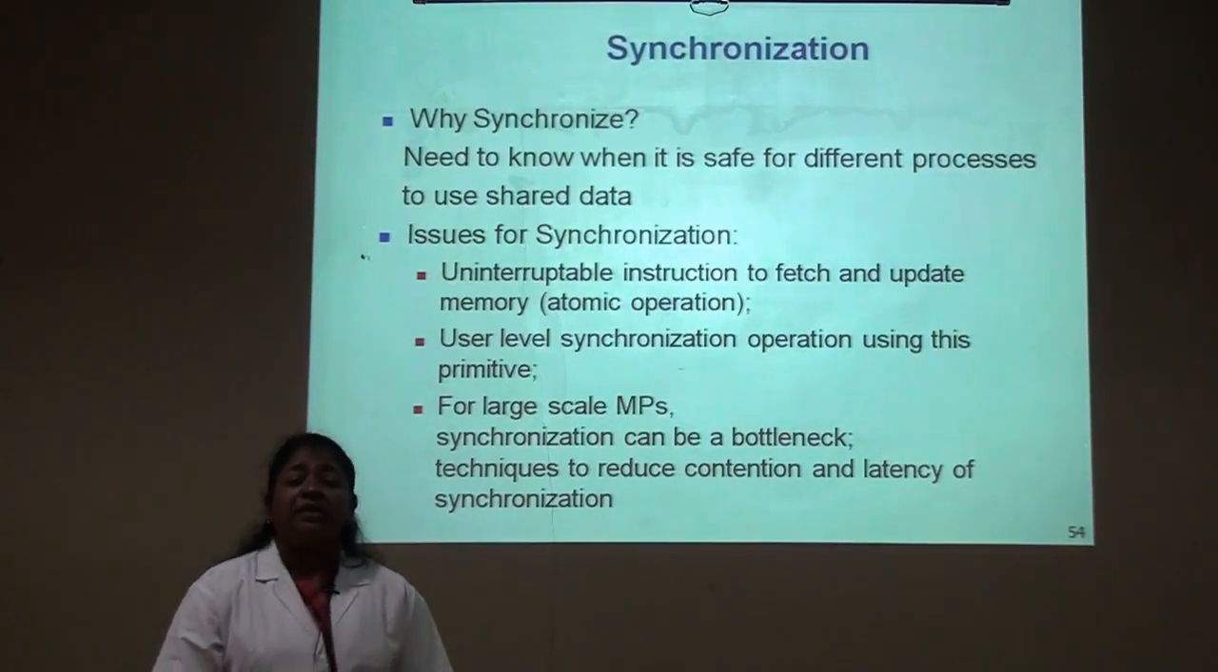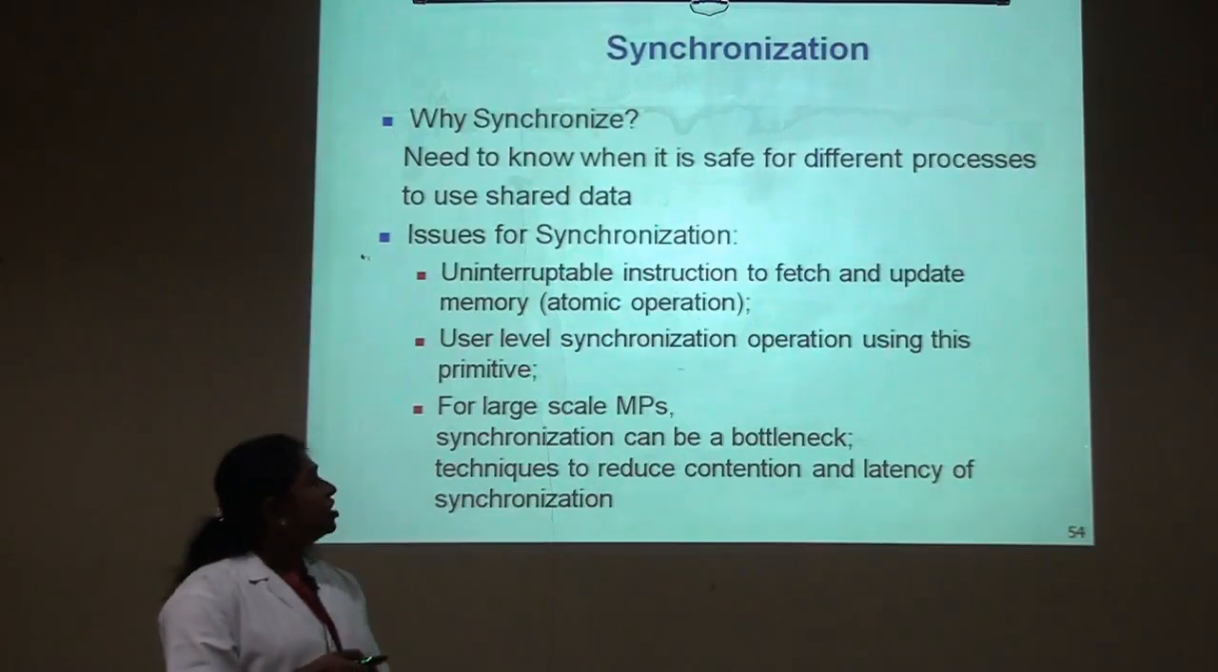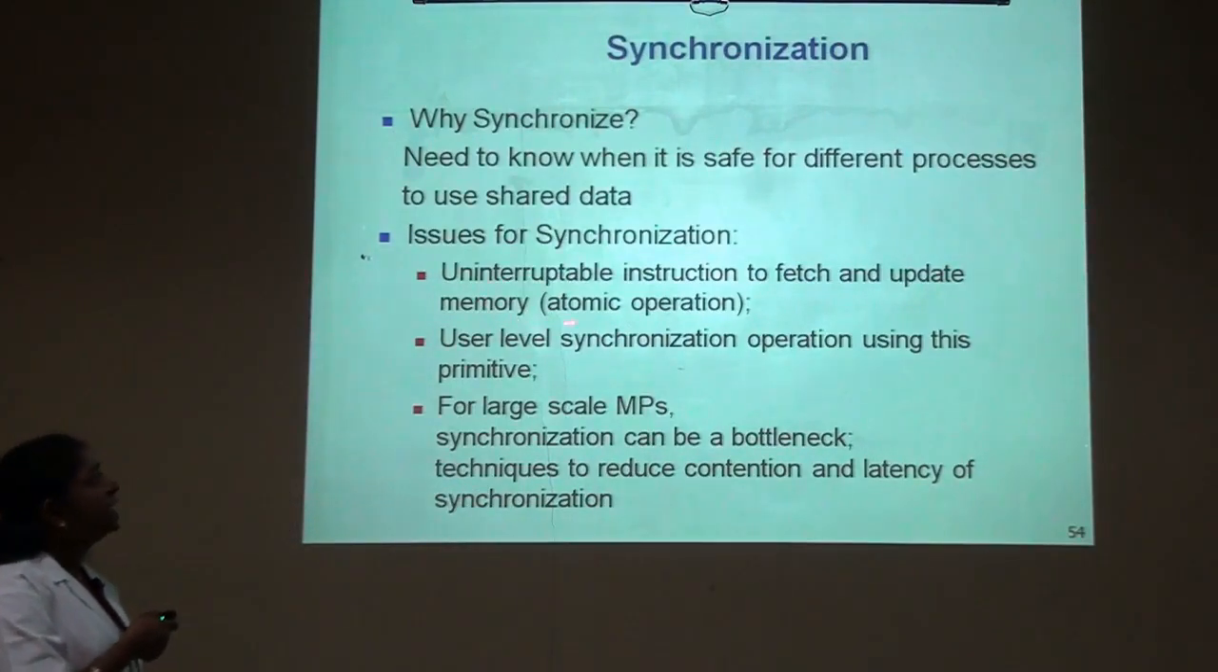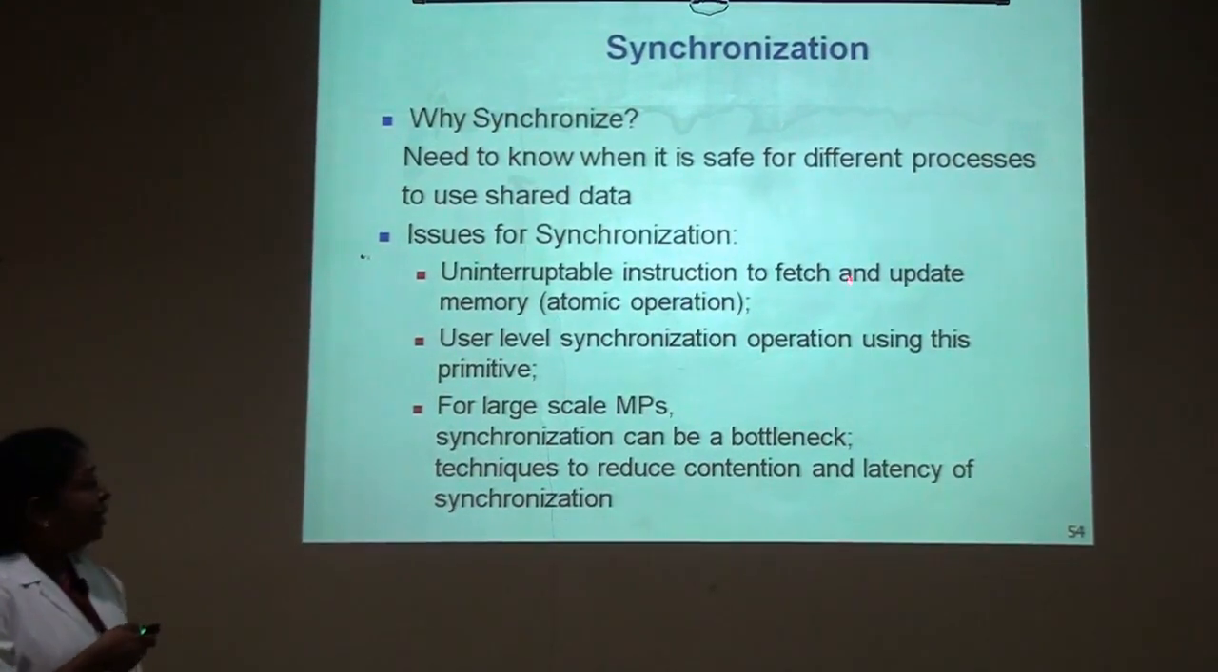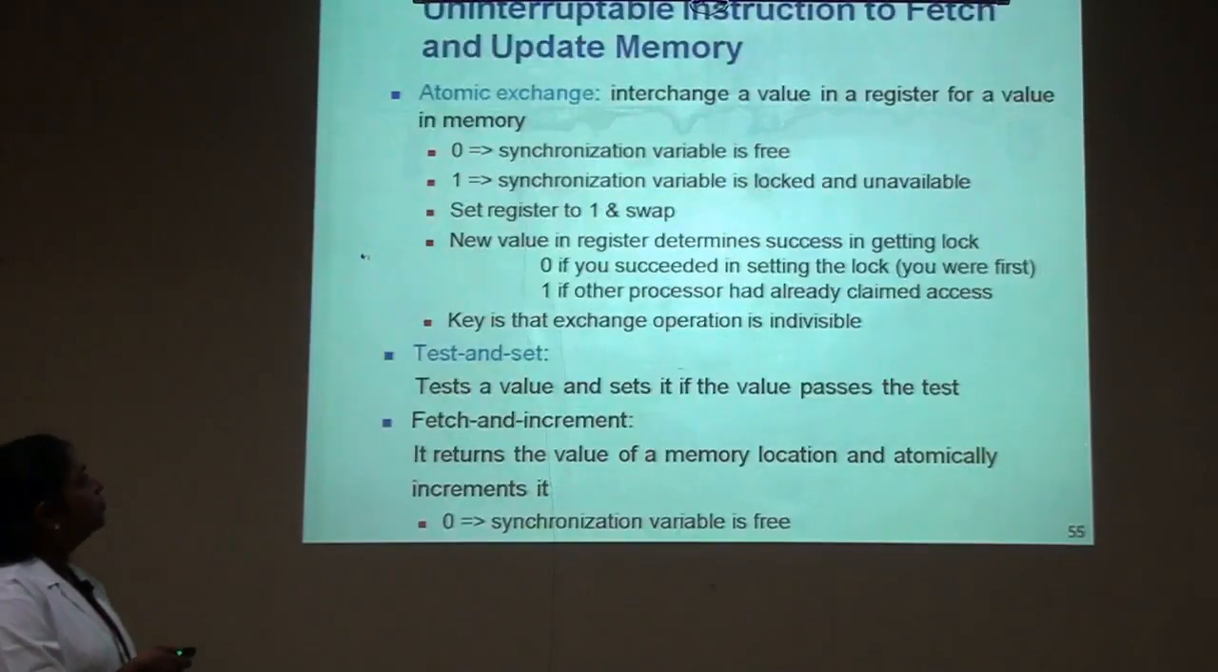How can synchronization be handled? By the use of three things. The first one is uninterruptible instructions, that is, atomic operations can be used. The second one is user level synchronization, and the third one is barrier level synchronization. These three things can be used.